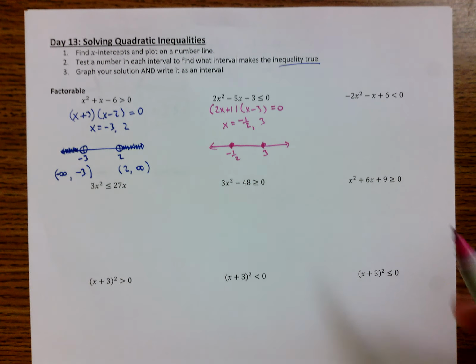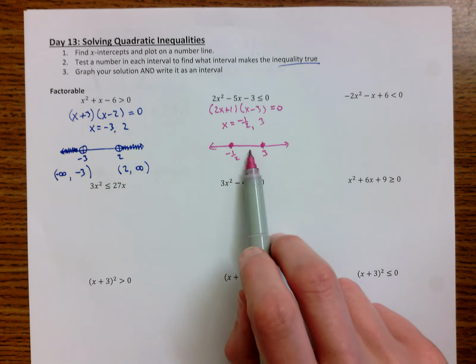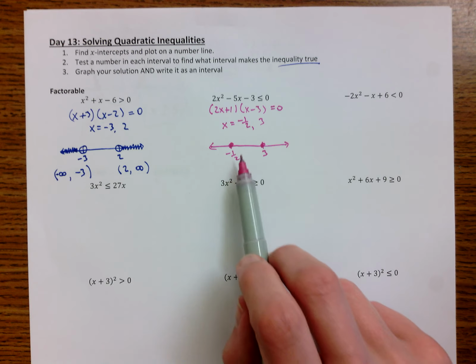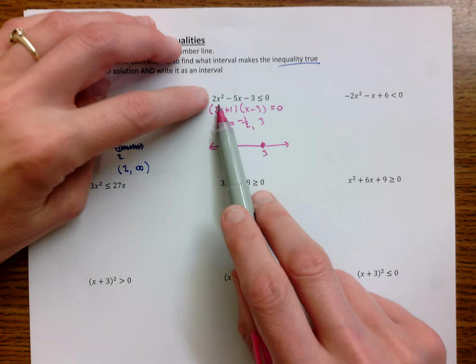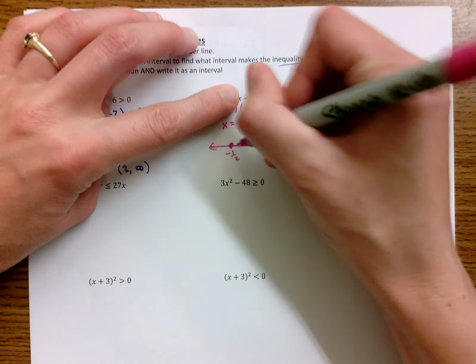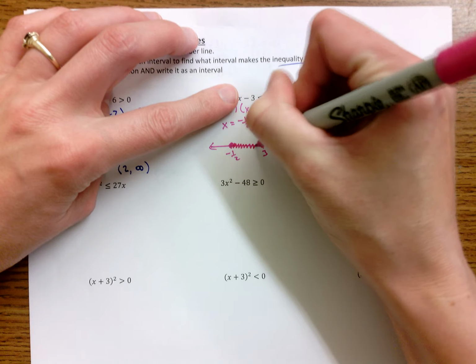I'm looking for something that will make this true. So I'm going to start with 0 because 0 is in the middle of these two numbers. Can't always use 0, but if you can, it's helpful. Okay, if I plug 0 in here, this nonsense all goes away. Is -3 less than or equal to 0? Yep. So I'm going to shade this middle section.